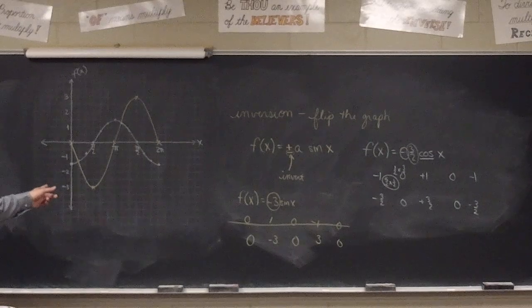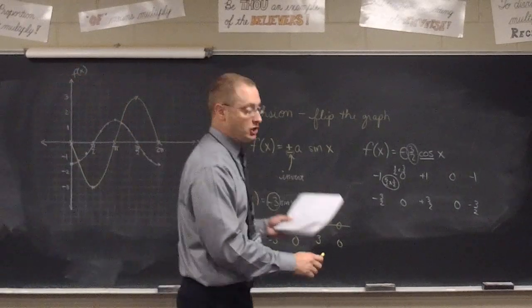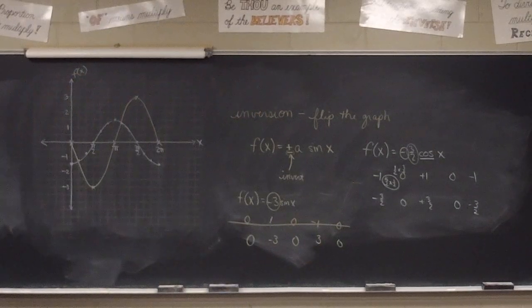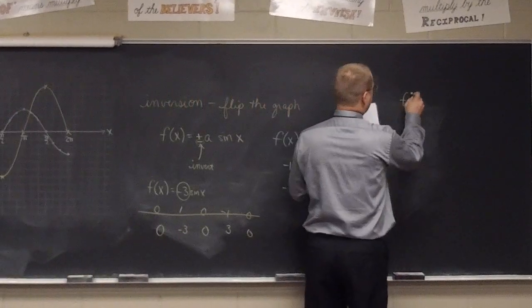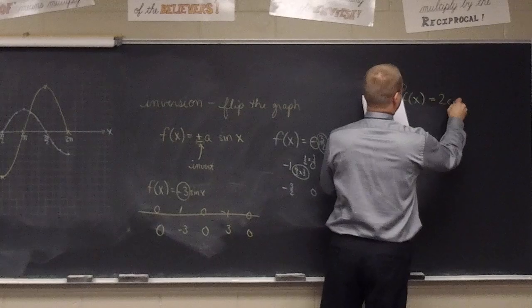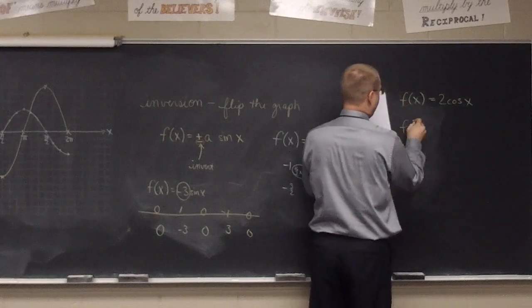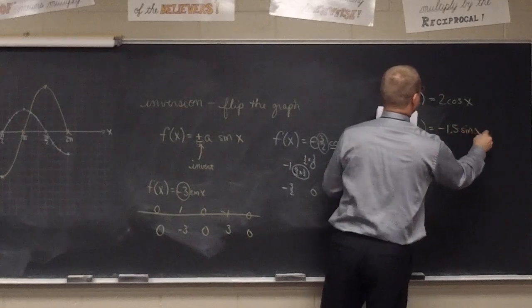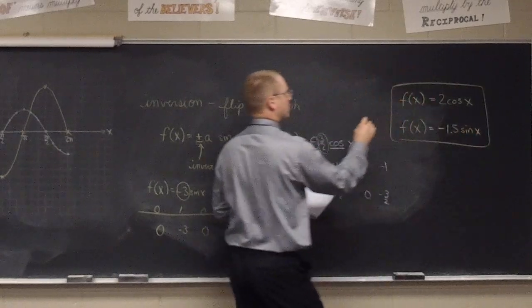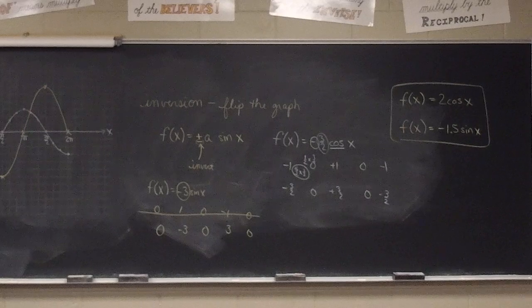Questions on this? Homework for this evening, you have two functions. Let me write it off to the side over here, so I'll slide the screen over as well. For homework, I want you to graph f of x equals 2 cosine x and f of x equals negative 1.5 sine x. Graph just those two functions for homework. You can do them on the same graph grid if you want, or if you really don't want, you could put them on separate graph grids, but I'm lazy, so I put them on the same one.